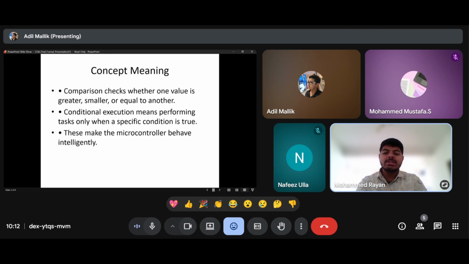Together, these two concepts, comparison and conditional execution, make the 8051 capable of intelligent and efficient processing. They give the microcontroller the ability to think logically and respond dynamically to input data. In simple terms, they transform the microcontroller from just a calculator into a decision maker. So overall, these operations are the foundation for automation, robotics, and all real life embedded applications that rely on logical decision making. Thank you. And the next part will be explained by my teammate Adil.